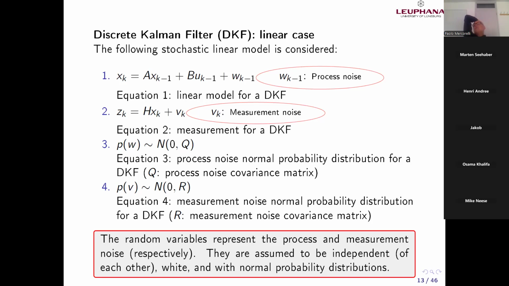But of course, at the end of the slide, it is written that these two noises are assumed to be independent of each other. White noise, I don't remember the characteristic, has a constant spectrum on all frequencies, and a normal probability distribution. Normal means Gaussian.